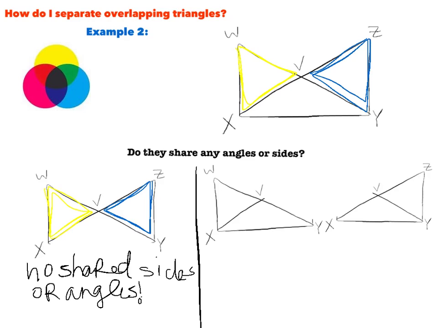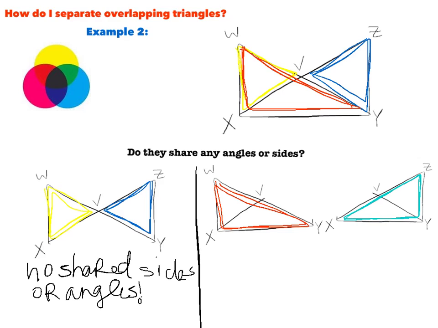Now for our next two triangles, we're going to go red here. So triangle WXY, and then I have the light blue triangle, ZXY.